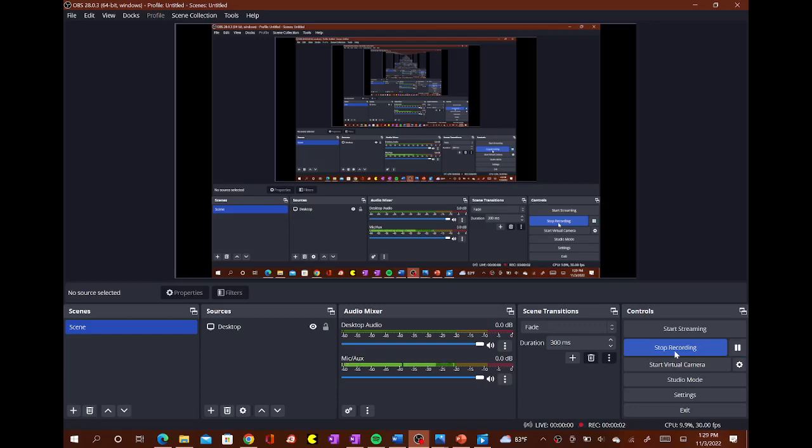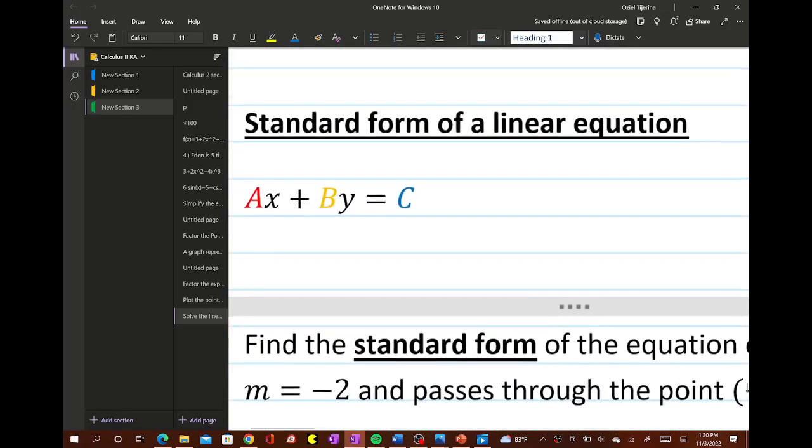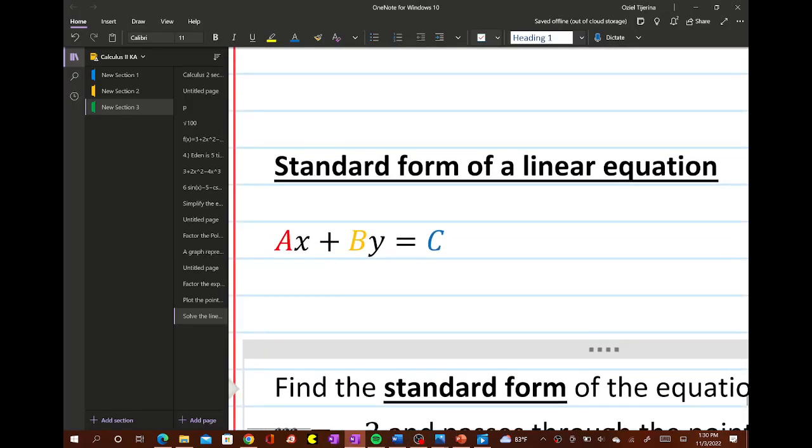Alright, so hello guys. In this next example, which is a pretty tough example, I'm going to introduce something called the standard form of the equation of a line. It'll make more sense once we get into the example. This is what the standard form of a linear equation is: Ax plus By equals C.